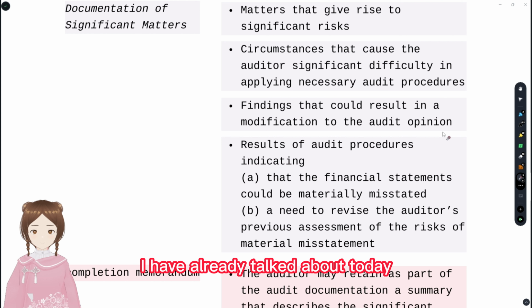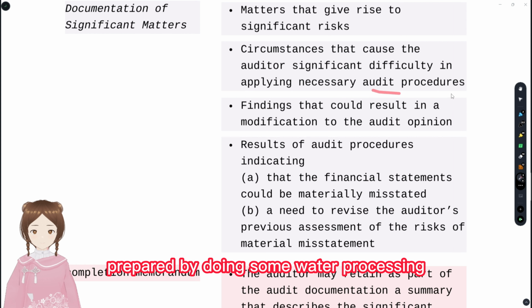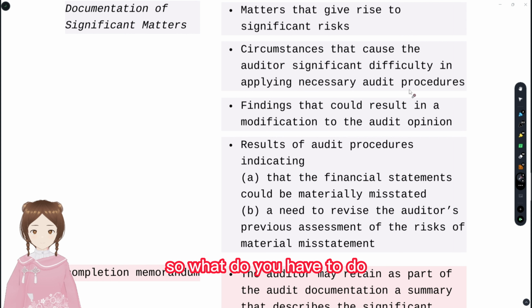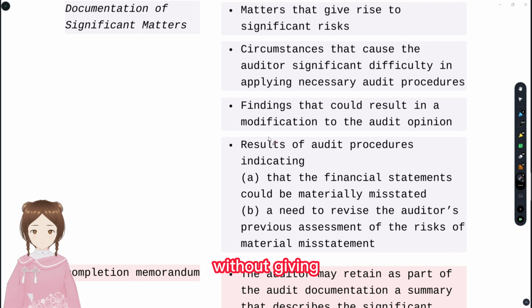The auditor has gone to the entity to give an audit report on how the financial statements were prepared, by doing some audit procedures. We see here he had significant difficulty in applying necessary audit procedures. So what does he have to do? He has to make modifications to the audit opinion, whether giving a qualified opinion or a disclaimer of opinion. This all deals with the auditor.